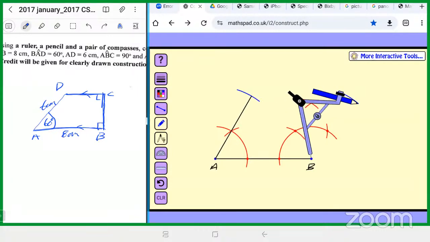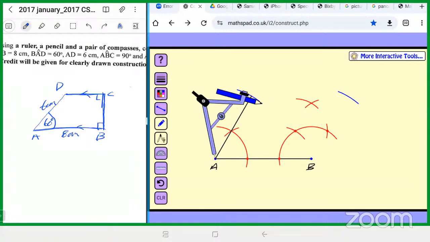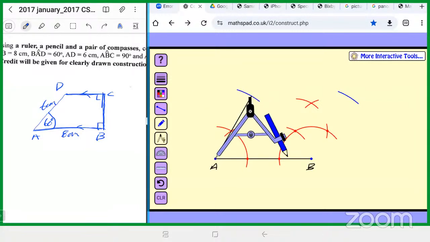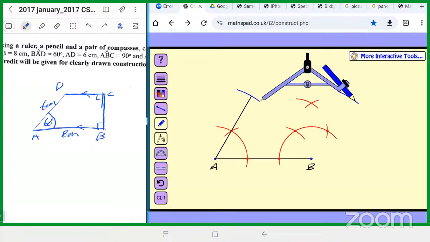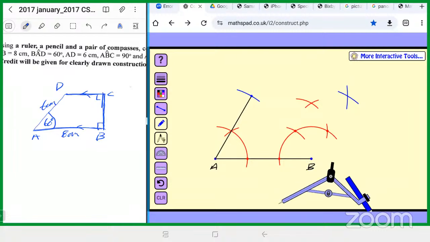And then this length down here on the baseline, the AB line, which was 8. I'm going to transfer that length up the top. So this out to 8, lock it, transfer that length from here, and make that arc. So it means that when I draw a line horizontally, it's going to be perpendicular.